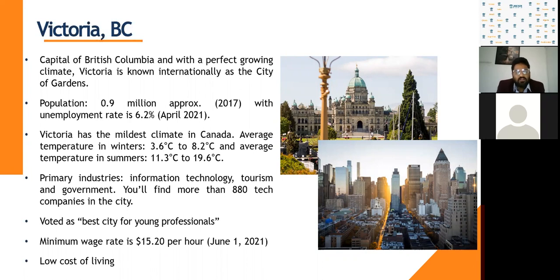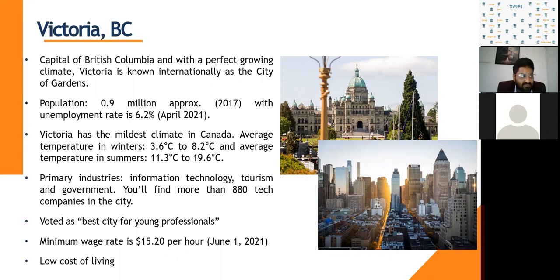Now, looking at the cost of living for this particular city, the cost of living in the city is quite low as compared to other cities like Toronto or Montreal. The cost of living in Victoria ranges from anywhere around $1,400 to $1,600 Canadian dollars only, which can be a point to be considered by the students when it comes to selecting a city where they really want to grow.